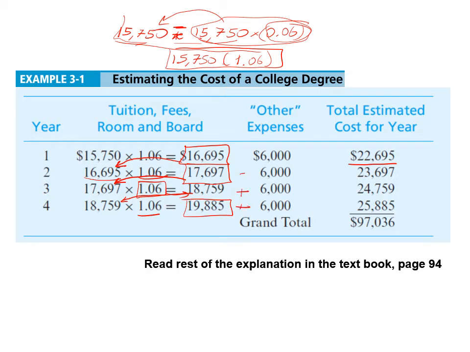And if we add the other expenses at each period, we will obtain these total costs for each year. And then when we sum them up, the total cost of this BS degree for 4 years of study at the university is $97,000 approximately. Okay, so this is an estimated cost, and this is the top-down approach. Now let's see how we can use a bottom-up approach.